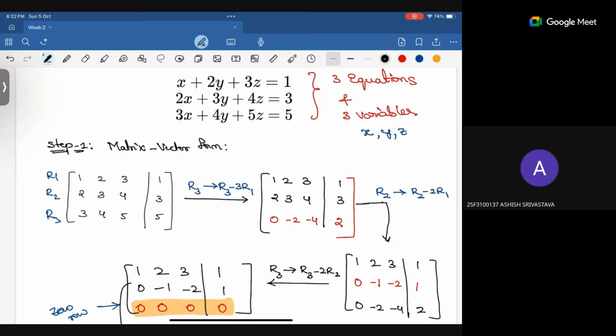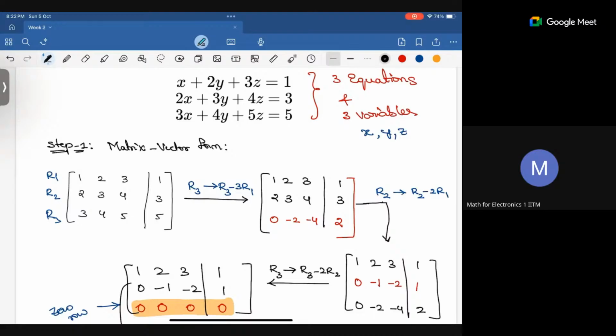Sir, in the matrix form initially, can I use R2 as R2 minus R1 and R3 as R3 minus R2? Okay. So if you do that, what will you get?